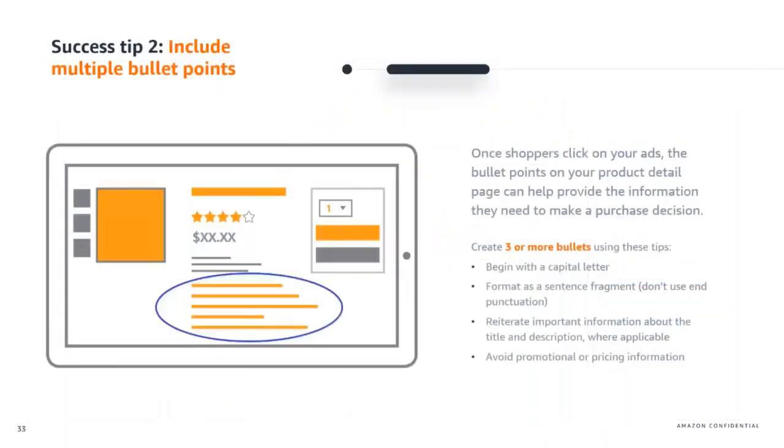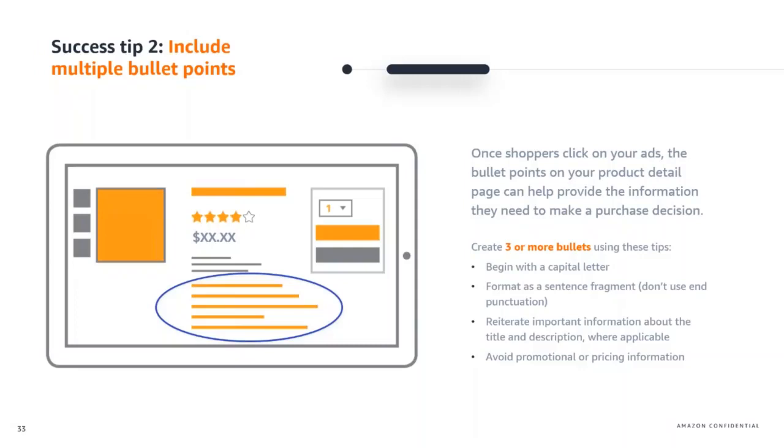So now imagine that shoppers have clicked on your ad and have come to your detail page. One way to help give them the information that they need to make a purchase decision is by including three or more bullet points that give them a clear overview of your product's key features, such as contents, also uses, dimensions, operational considerations, age rating, skill level, and country of origin are all great ones to consider.